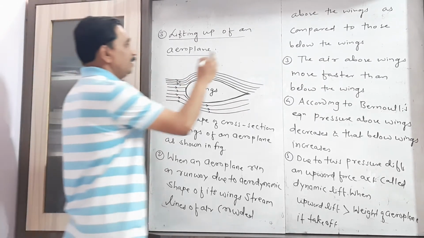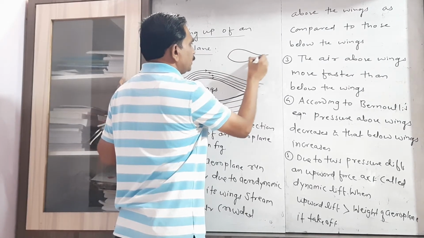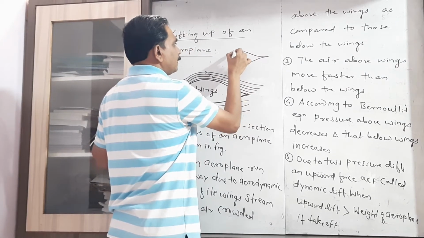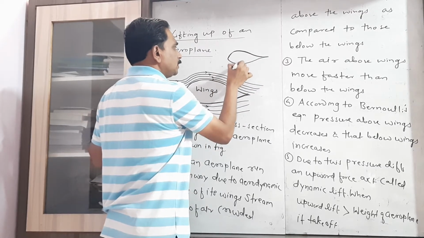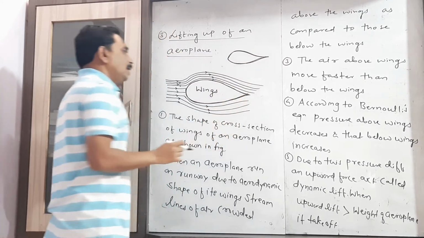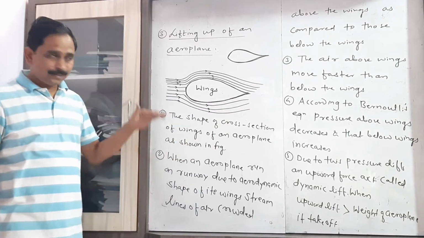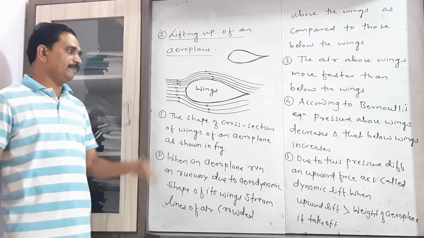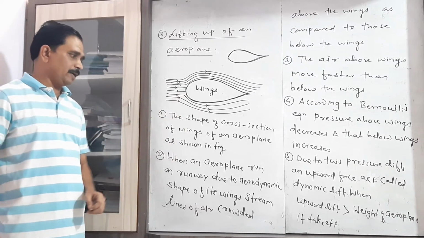It means from the upper surface its radius of curvature is greater, and from the lower surface its radius of curvature is less. So that's why the shape of the cross section of the wings of an aeroplane is as shown in the figure.